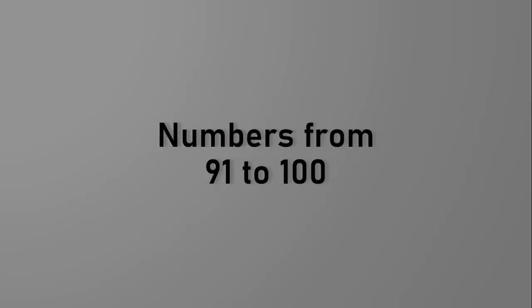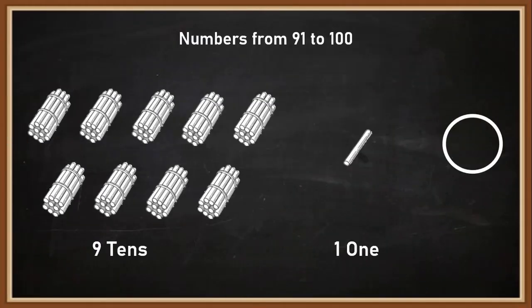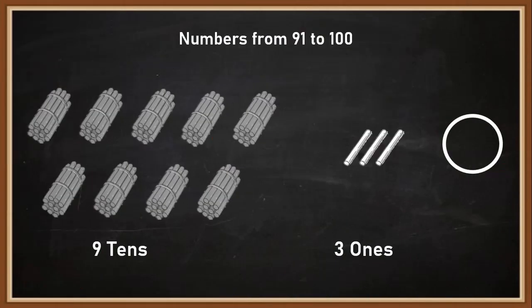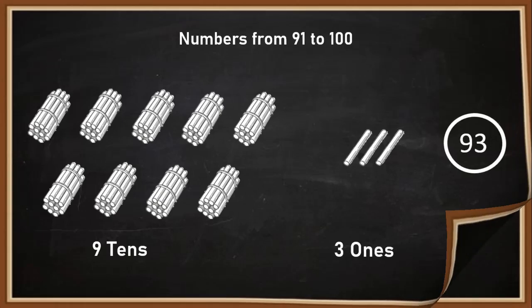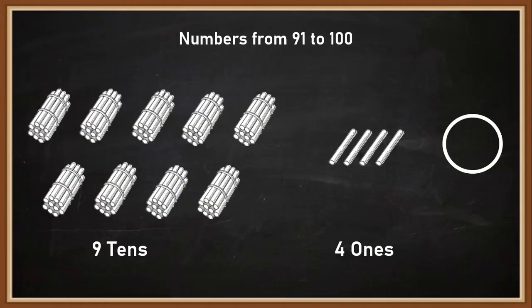Subtopic: Numbers from 91 to 100. 9 tens and 1 one is 91. 9 tens and 2 ones is 92. 9 tens and 3 ones is 93. 9 tens and 4 ones is 94.